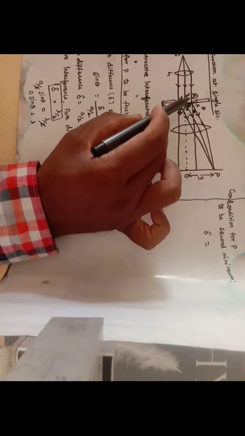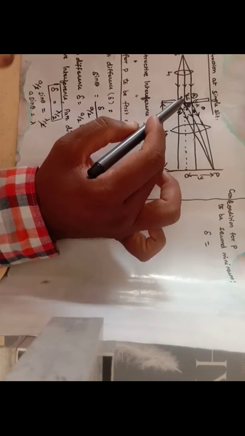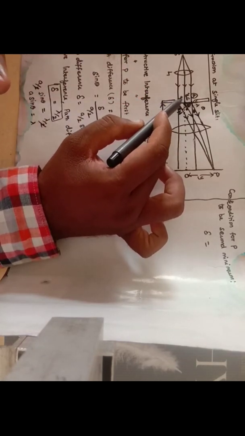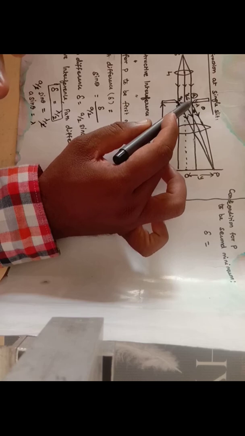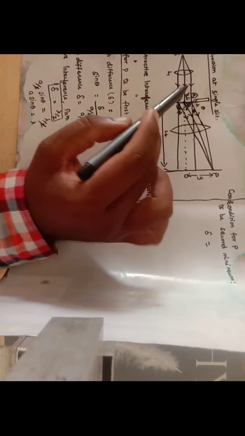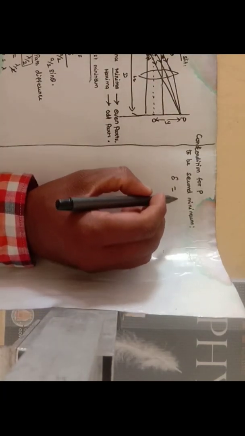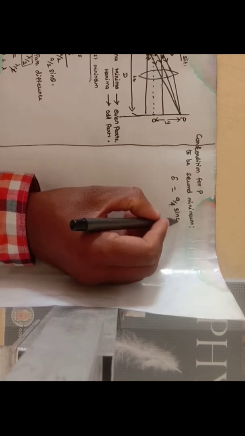For the second minima the width is split into 4. 4 means each part has the value a divided by 4. So we can write delta is equal to a divided by 4 sin theta.